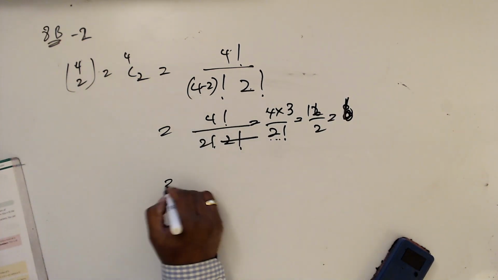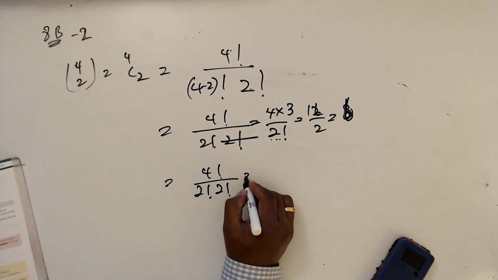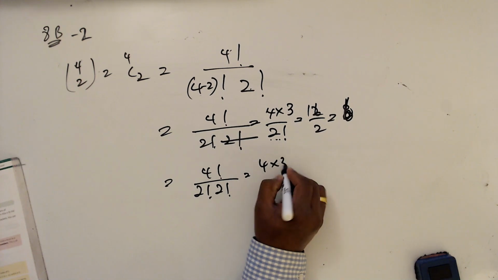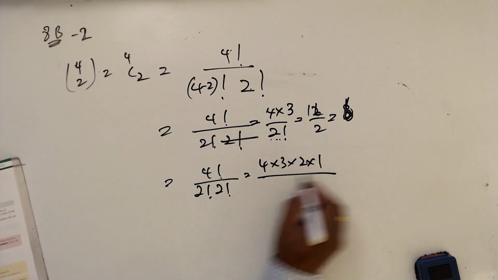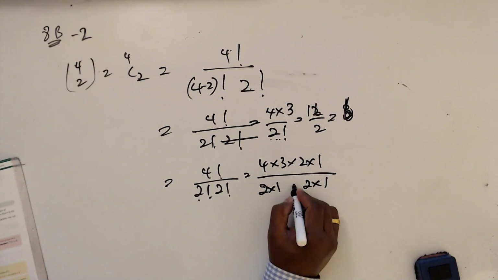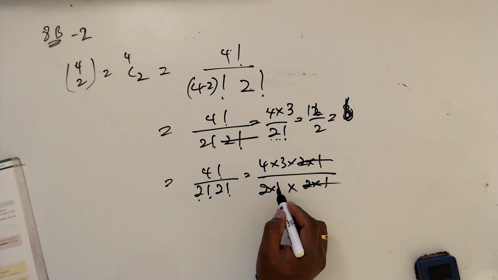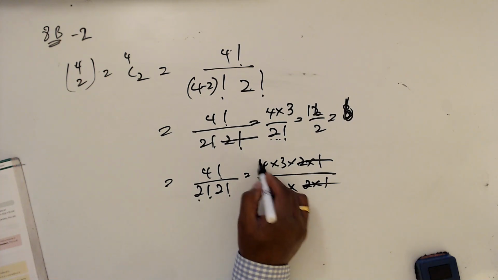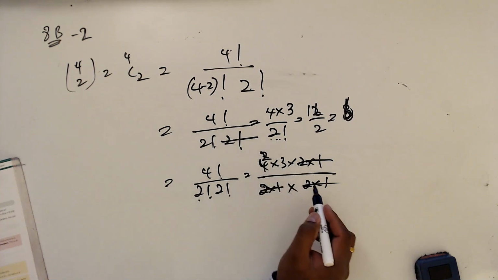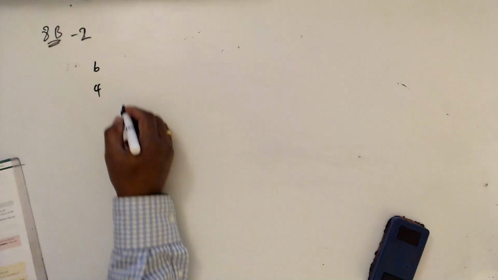We'll work it out again. Factorial 4 divided by factorial 2 times factorial 2. 4, 3, 2, 1. Factorial 2 means 2 times 1. Then 2 times 1 multiplied. This is cancelled out. This is 2 times 1, which is 2. Divided by 2, so this is going to be 6. You can do it like that as well.